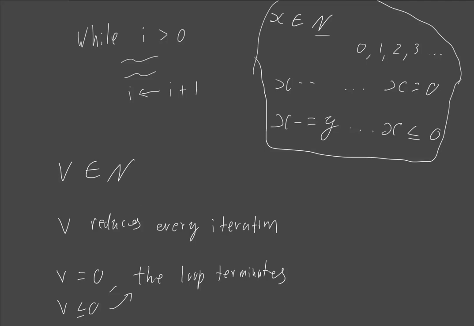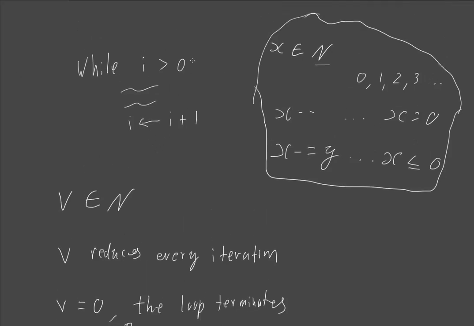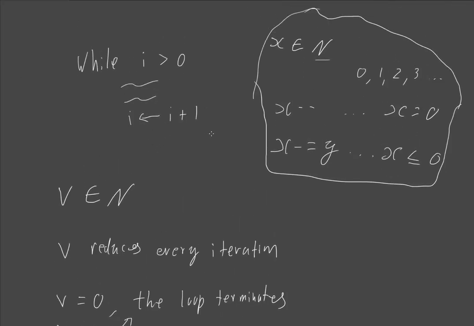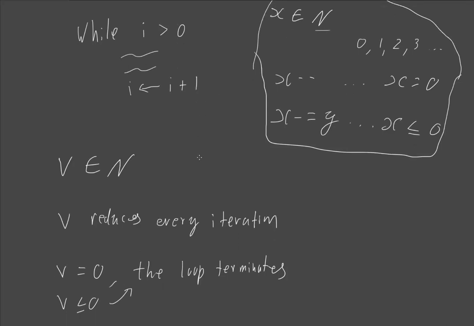So that's why when we look for variants, we're always trying to look at it in terms of something that will eventually equal 0 or be less than 0. So hopefully that makes a little bit more sense, and I'll go over some more details for them in further videos.